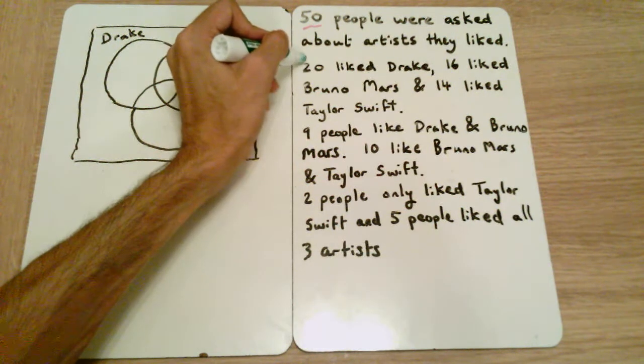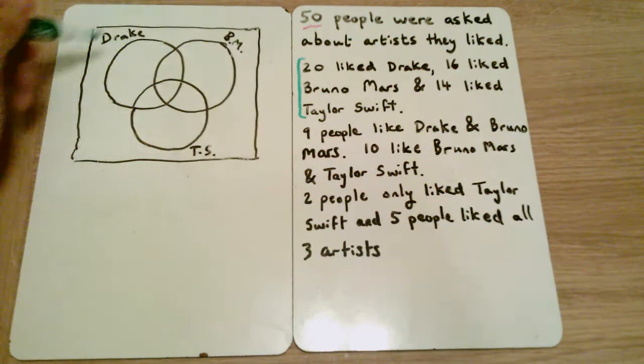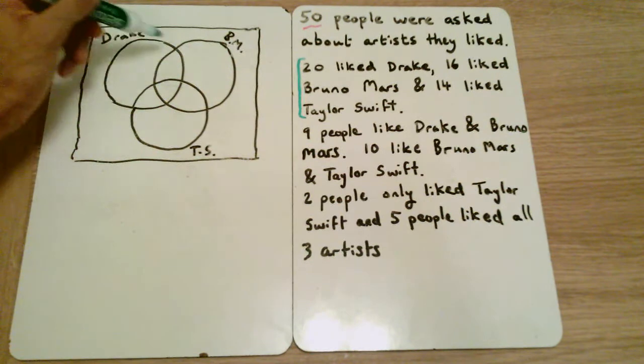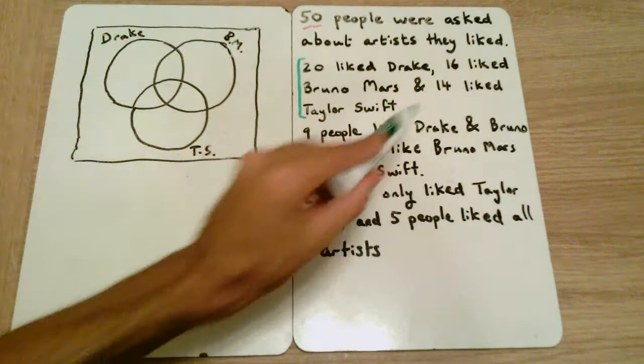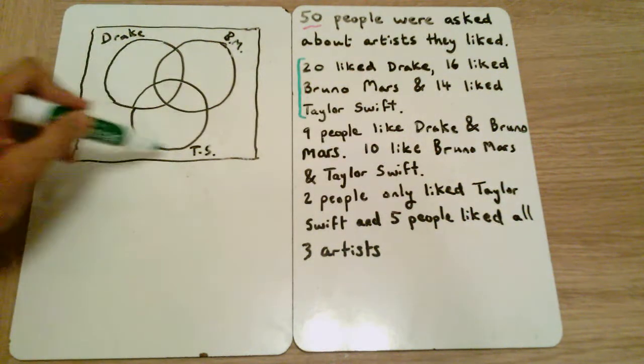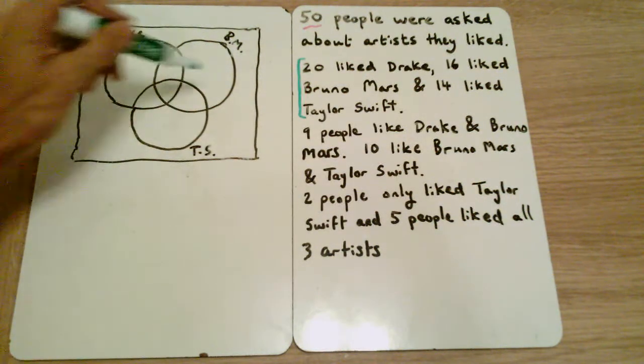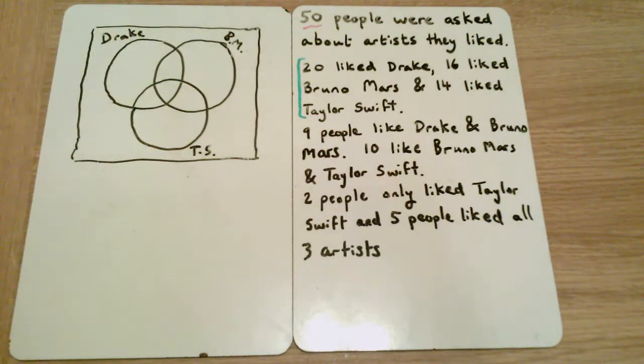So I'm going to kind of highlight this in green. Now the 20 for Drake means everyone inside the Drake circle. The 16 for Bruno Mars is everyone inside the Bruno Mars circle. And the 14 for Taylor Swift is everyone inside the Taylor Swift circle. So all of these circles have their values that we need to add up to.